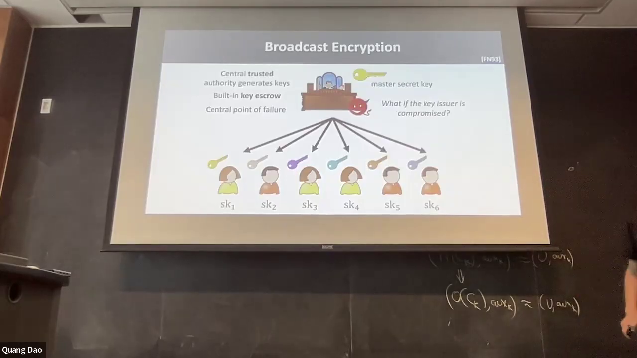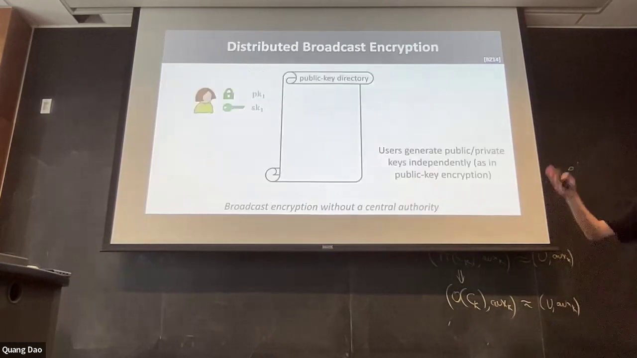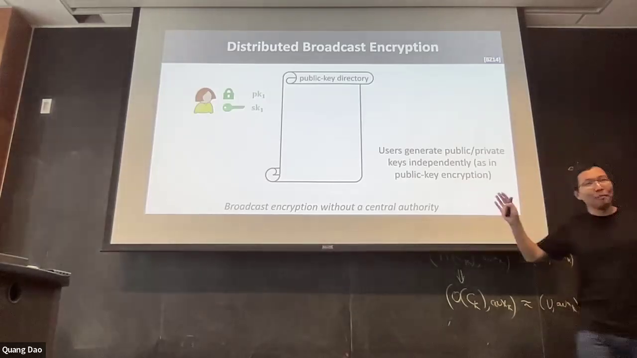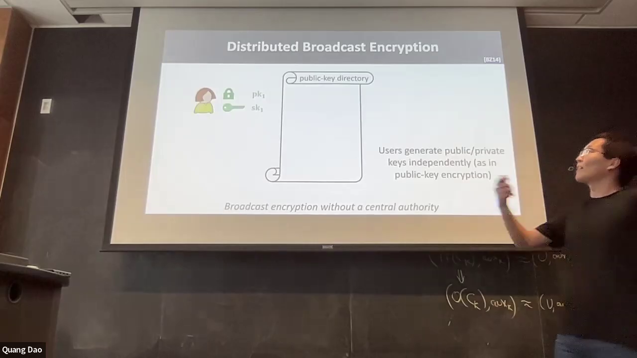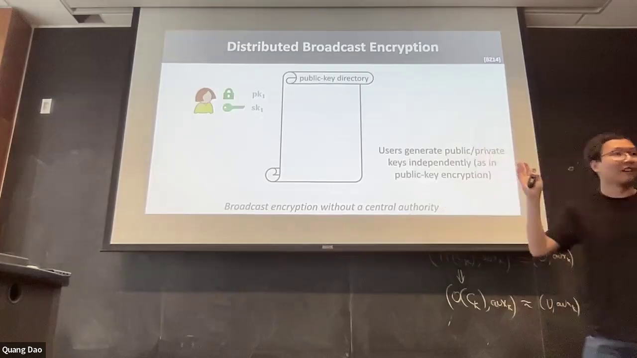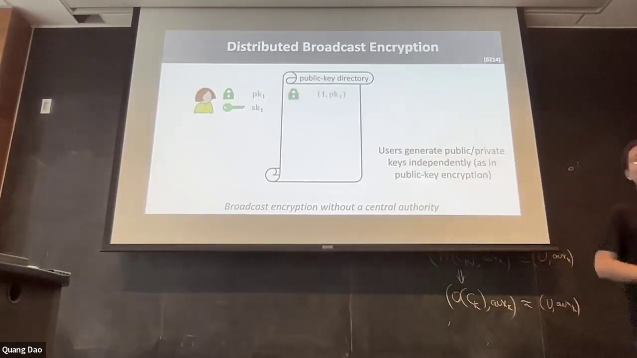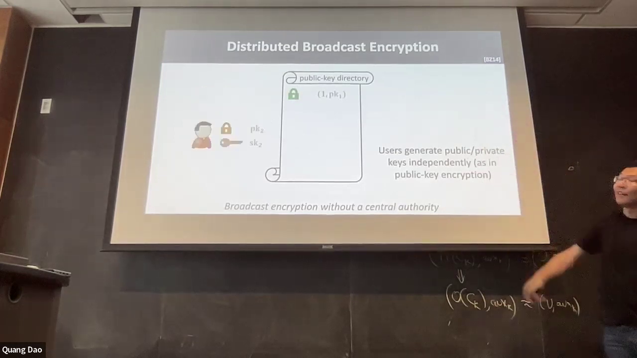Okay, so the question then is, can we do broadcast encryption but not have a central authority? This is the notion called distributed broadcast encryption, introduced by Launay and Zandri in 2014. The way that I view it is broadcast encryption, but no long-term secrets anymore. So how does this model work? Just like in vanilla public key encryption, when a user wants to join the system, they generate their public key and secret key independently of everyone else. There's no central authority. Then they take their public key and post it on some public bulletin board or public key directory. This directory just accumulates all of the individual users' public keys.